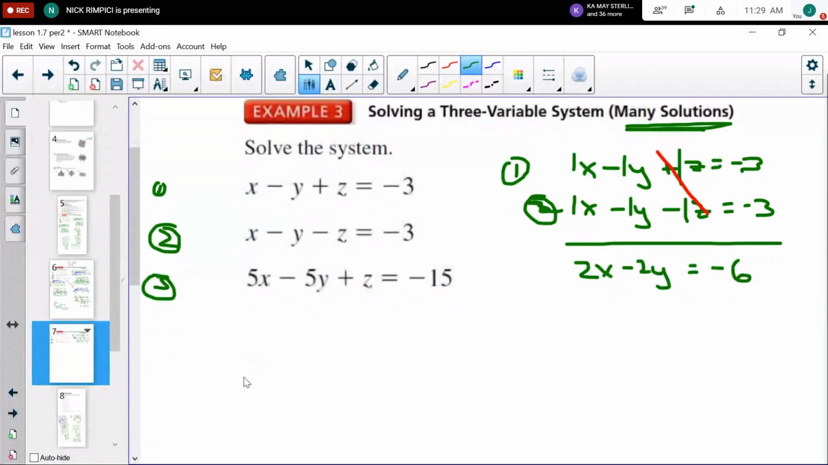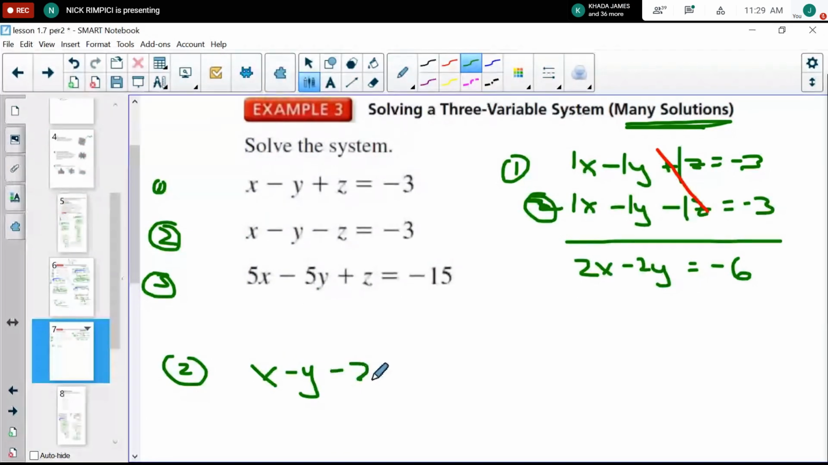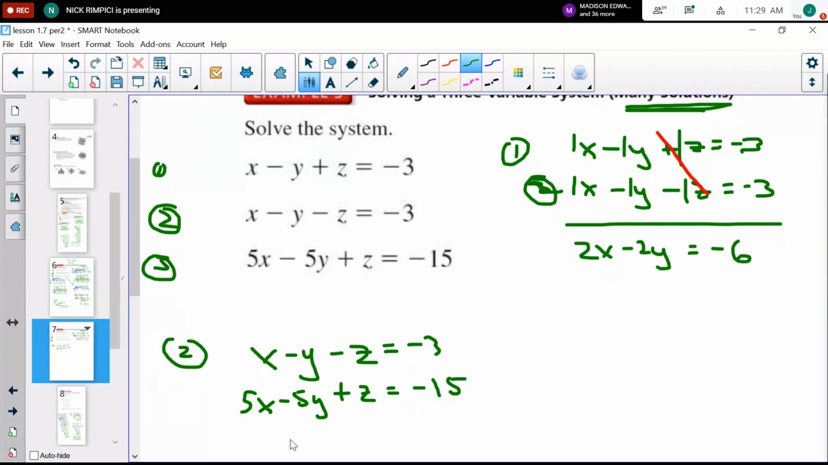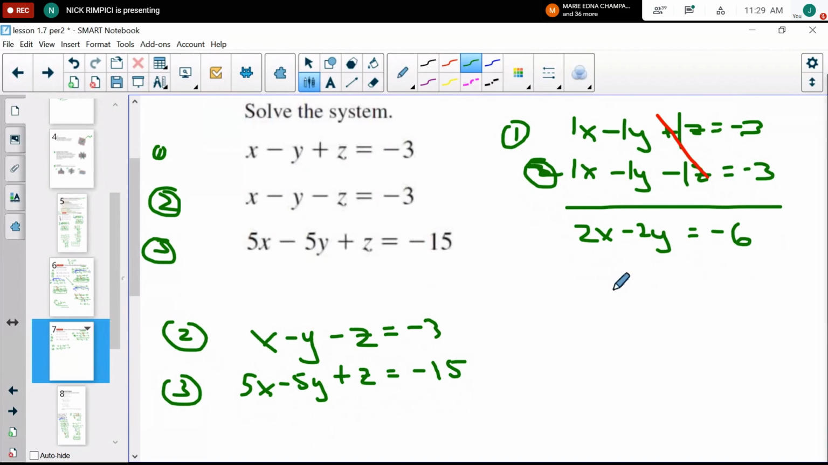If we select 2 and 3, we have 2 is x minus y minus z equals -3, and we have 5x minus 5y plus z equals -15. This is a good choice. Bear in mind, we have to eliminate z, because we eliminated z the last time. This was a good choice because these are all 1s. Look at the z's: one's positive 1z, the other's negative 1z. These are going to eliminate again, so I don't have to do any multiplication.